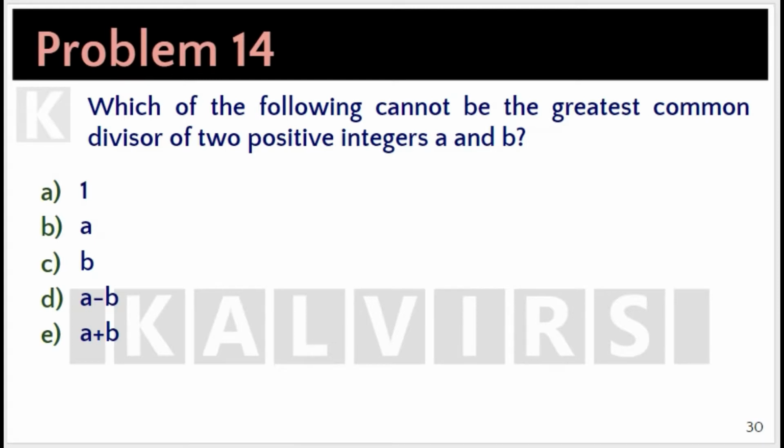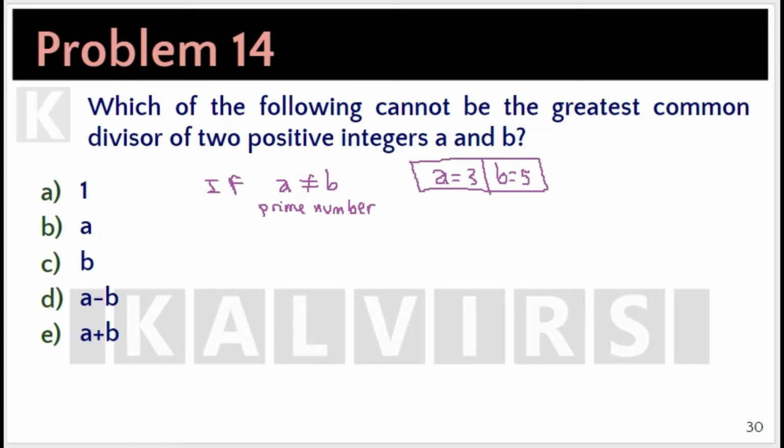Which of the following cannot be the greatest common divisor of two positive integers a and b? Well, first of all, let's make the following assumptions. If a and b are different prime numbers, for instance 3 and 5, the greatest common divisor of a and b is 1. Therefore, alternative A is eliminated.